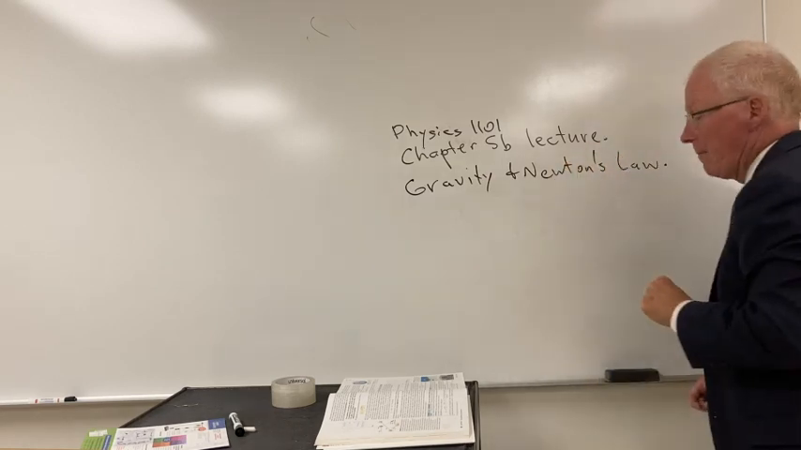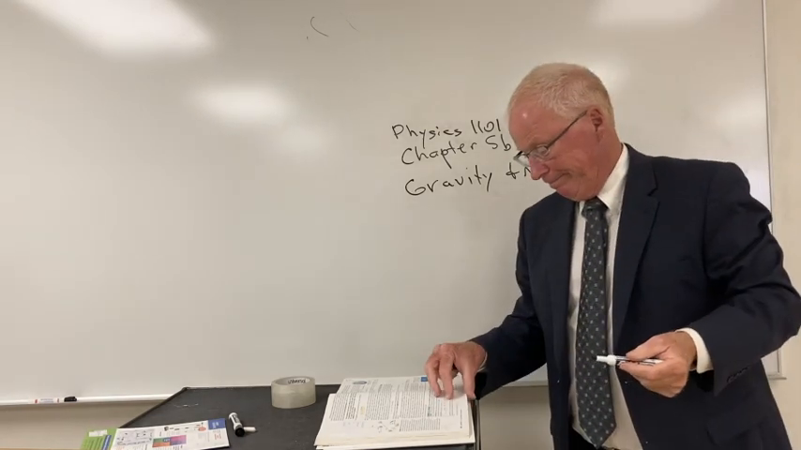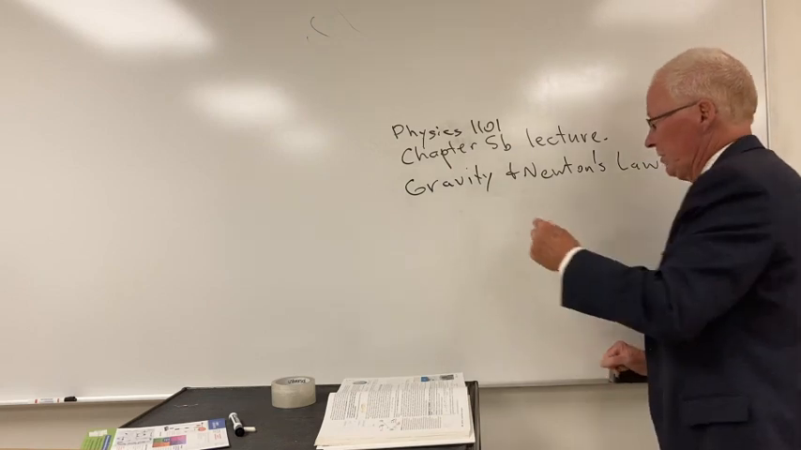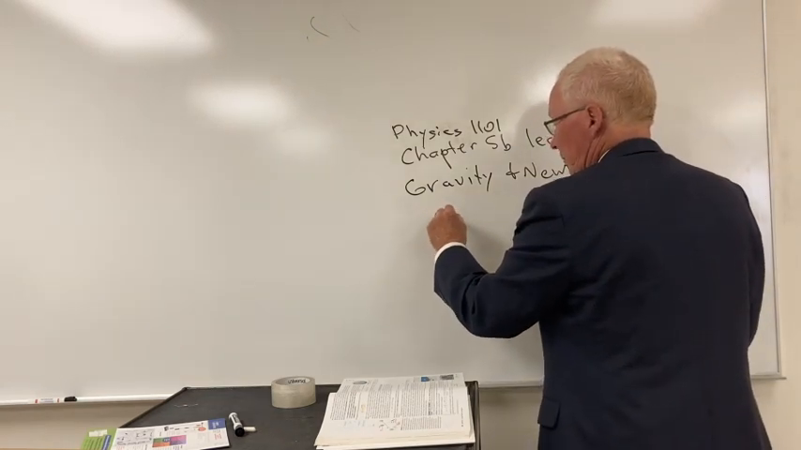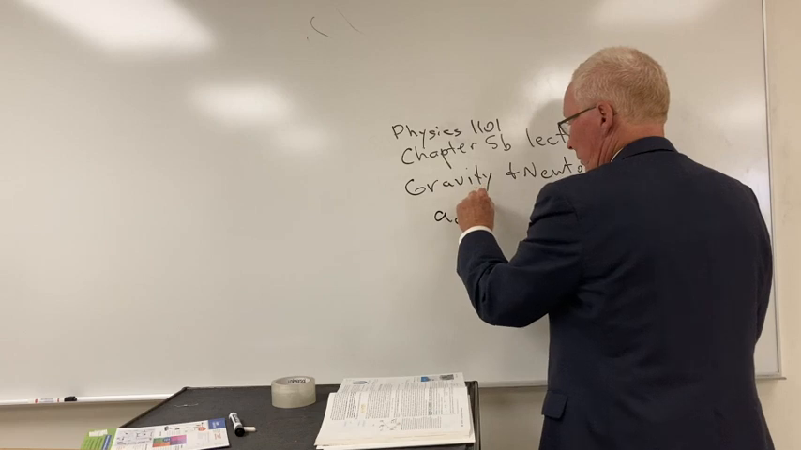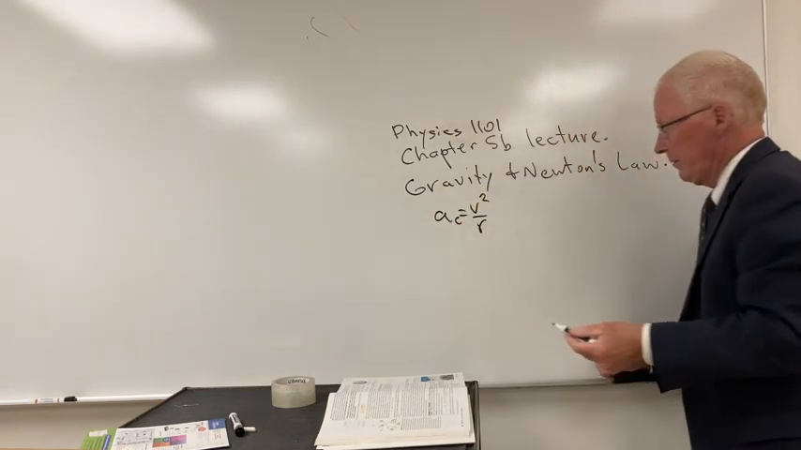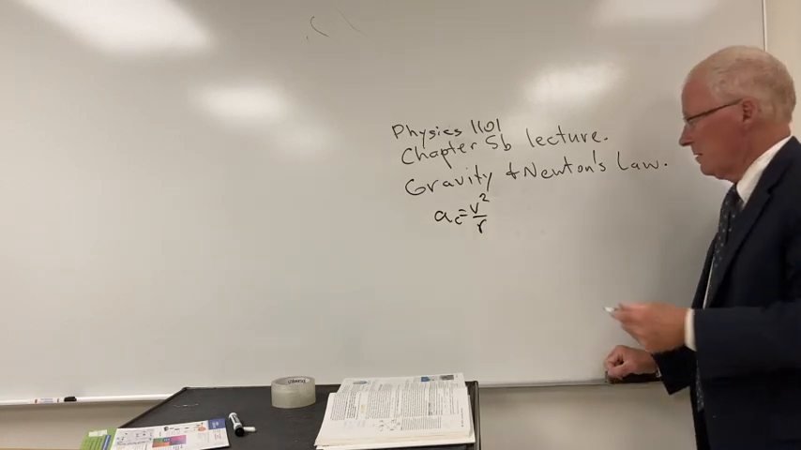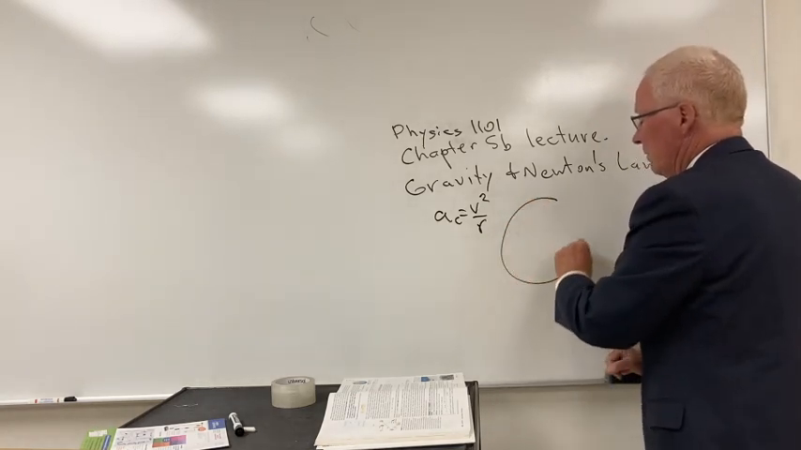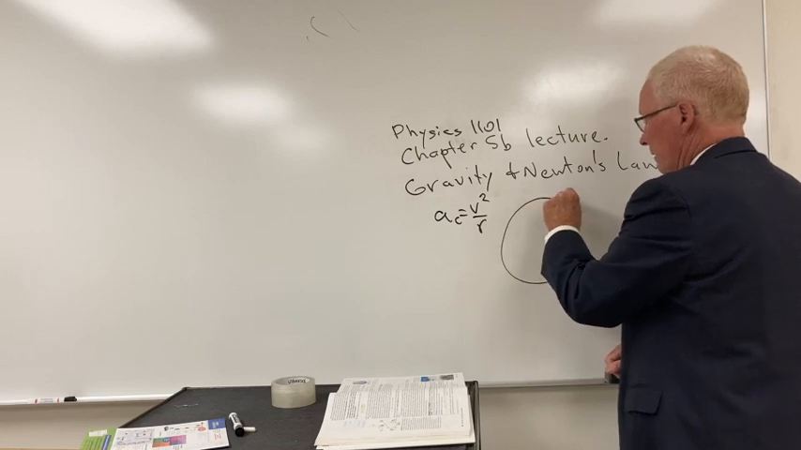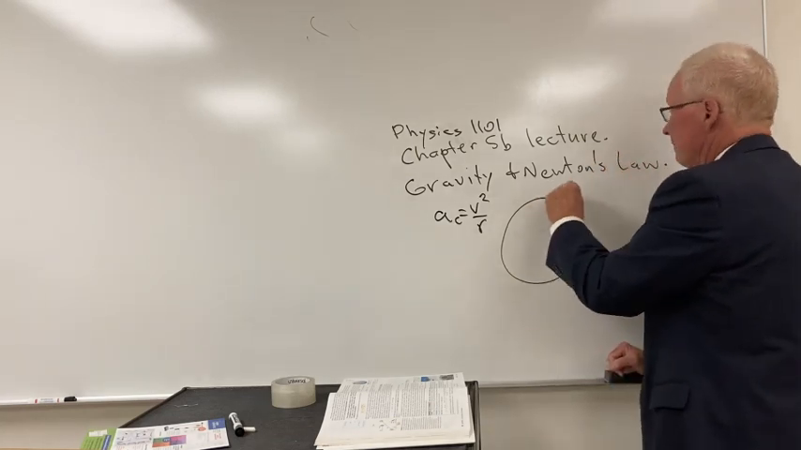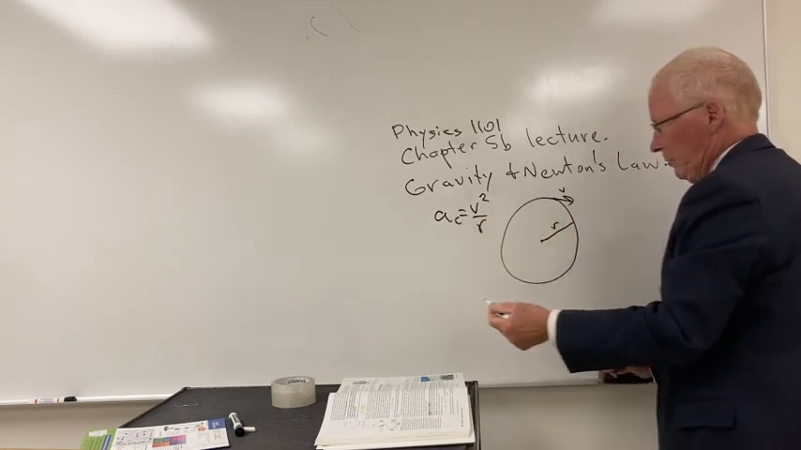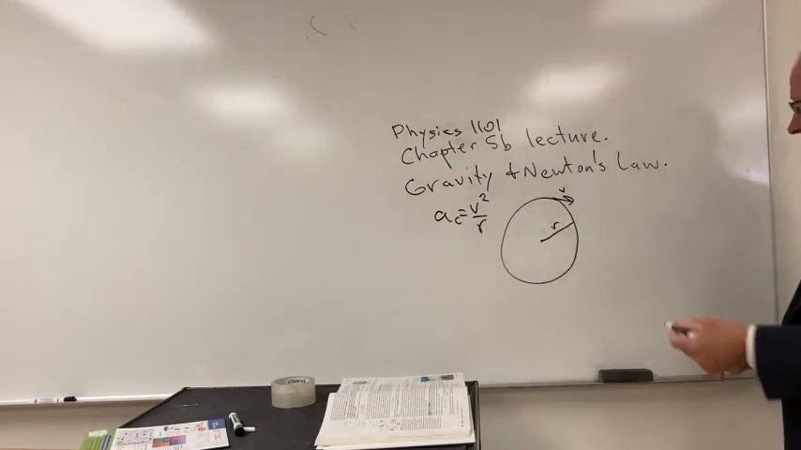All right, we've already had the concept of motion in circles, so we have centripetal acceleration, which is v squared over r. We did that last time. Where v is the speed and r is the radius, going in a circle with some speed of radius r, it will have this centripetal acceleration.